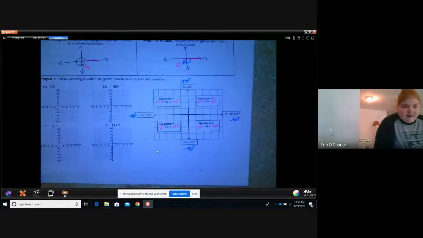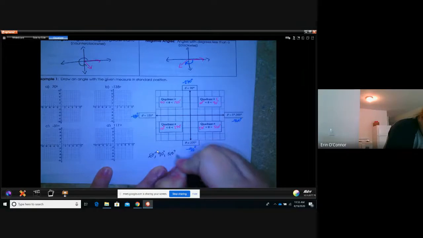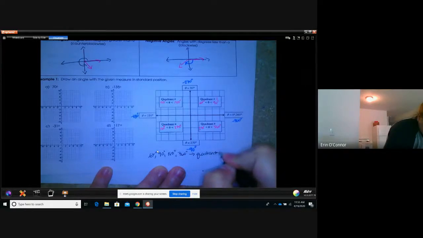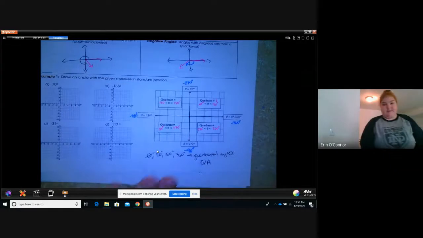So if it is on the 0, the 90, the 180, and the 360, they're known as quadrantal angles because they're on the axes between quadrants. And we'll just abbreviate that as QA.